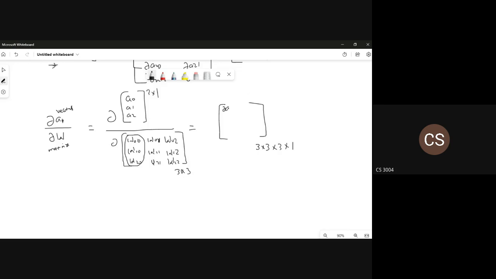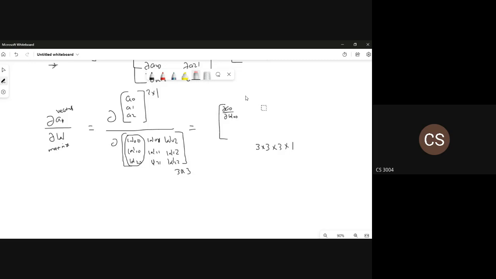First element is dou A0 by dou W00, and then the next element is going to be dou, same dou A0 by dou W. No, it's dou A1 by, because I'm going to follow this, right? No, but then, aren't you getting rid of the denominator? What was that? Denominator priority? Sorry, why? Because it will be 3 matrices, each of size 3 by 3.